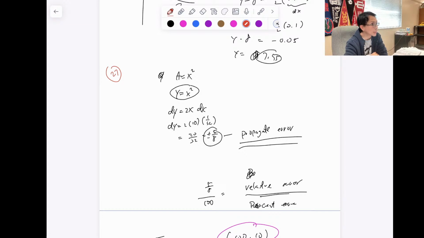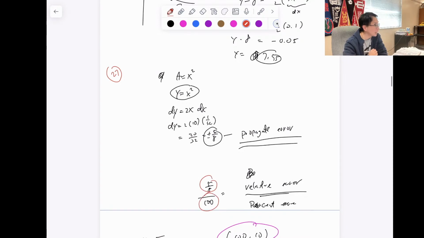Now, here's the thing. In the AP exam, they ask you questions differently. They also ask you something called relative error or percent error. Percent error is basically the propagated error divided by the total area. Or it could be total volume. You divide this and multiply by 100 and you get a percentage. That's called percent error. In chemistry, they deal with percent error a lot. Like, what's your error analysis? That's a big part of chemistry.